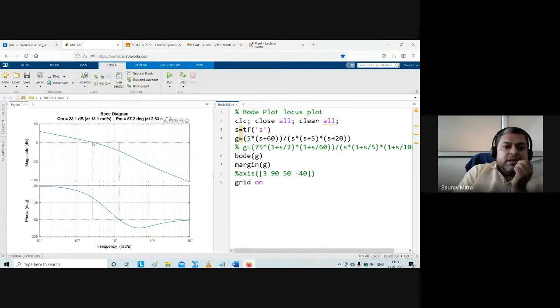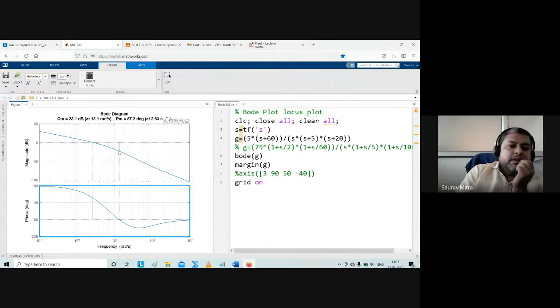Gain crossover is now 2.60 radian per second, and you are finding that the phase is quite above minus 180. The phase is around minus 127 or something. So you are finding it 57.2 degree above the minus 180 line. And this is the phase crossover. Phase crossover frequency is 13.1 radian per second, and at phase crossover you are finding the gain is below, around 23 dB below. So the gain is minus 23.1 dB, and the gain margin is plus 23.1 dB.